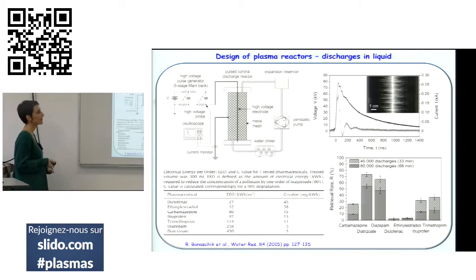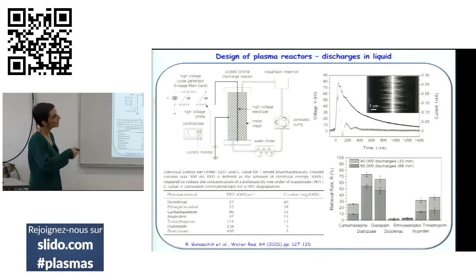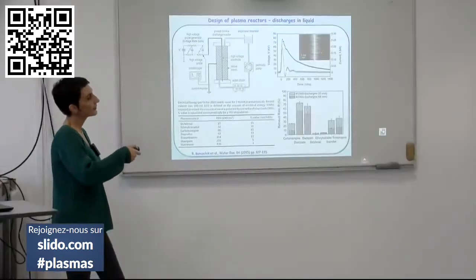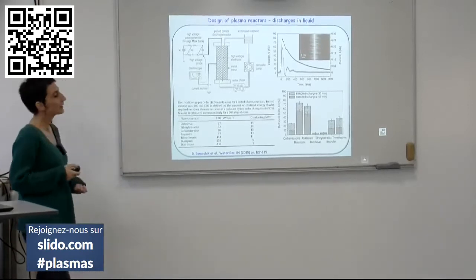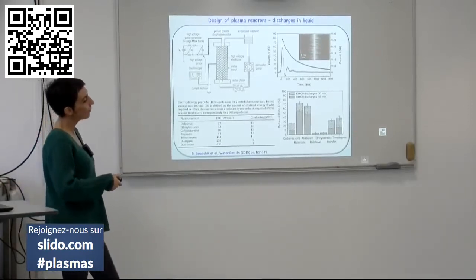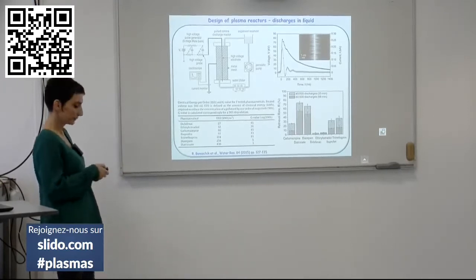For instance, this pulsed corona discharge generated directly in liquid in wire-to-cylinder configuration. It is used by a research group in INP Greifswald, and as you see, it looks quite nice. It extends almost in the entire volume of the liquid, and it has been used to degrade a number of pharmaceutical compounds belonging to different classes.